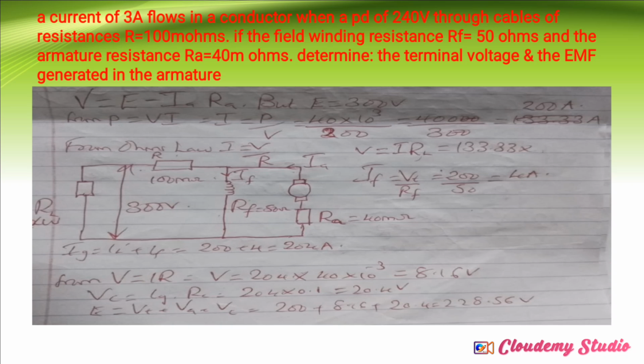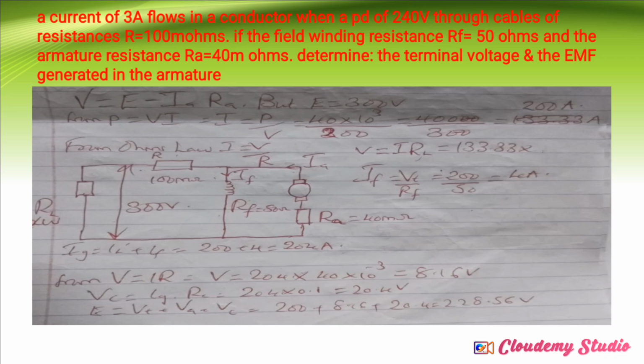So current will be equal to power divided by voltage, from P equals VI. Power is equal to voltage times current. We have power and we have voltage, so you have to determine the supply current. Current will be equal to power divided by voltage, that is 40 times 10 raised to power 3 divided by 200. You get 200 amperes.